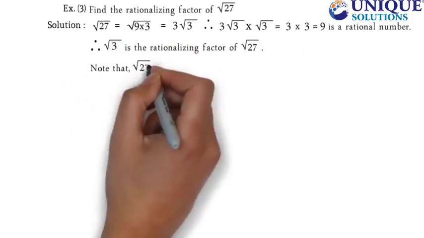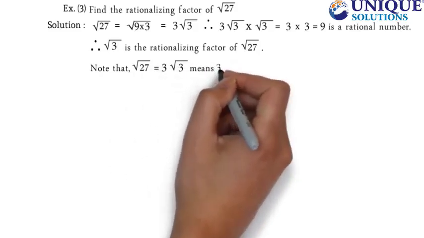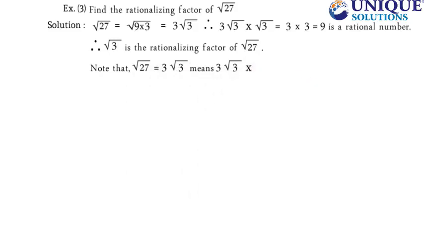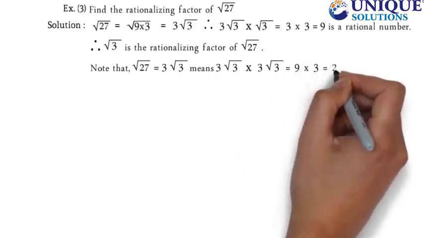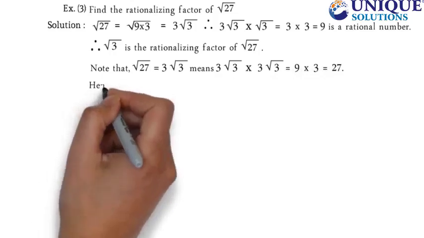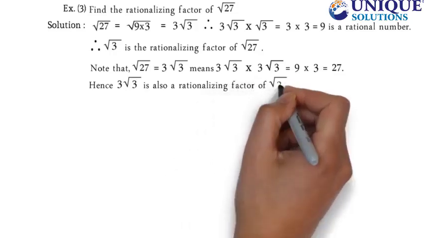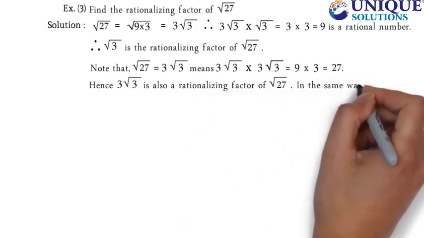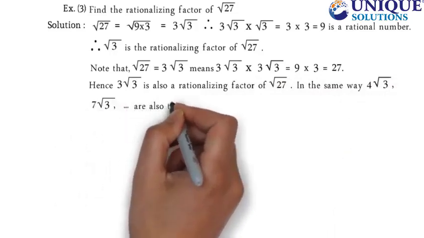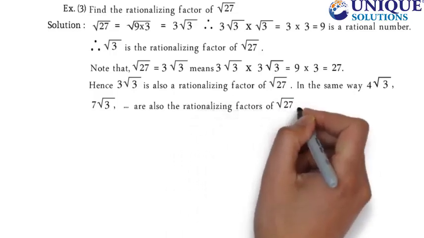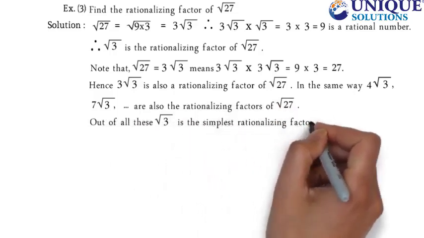Note that square root of 27 is equal to 3 square root of 3, which means 3 square root of 3 multiplied by 3 square root of 3 is equal to 9 multiplied by 3, which is equal to 27. Hence, 3 square root of 3 is also a rationalizing factor of square root of 27. In the same way, 4 square root of 3, 7 square root of 3 are also rationalizing factors of square root of 27. Out of all these, square root of 3 is the simplest rationalizing factor.